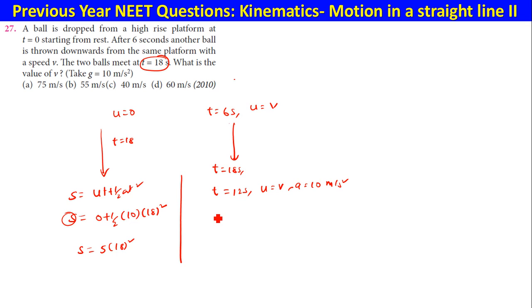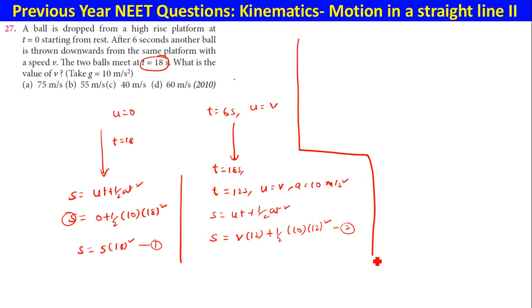Let us apply s is equal to ut plus half at square once again. Then you'll get the distance should be the same, isn't it? So it should be s only. U is equal to v into, what is the time here? 12. That plus half into 10 into t square, which is 12 square. Now I can say clearly one thing, both of them are reaching the same location. That means both s are the same. I can equate 1 and 2 to get the value of velocity.